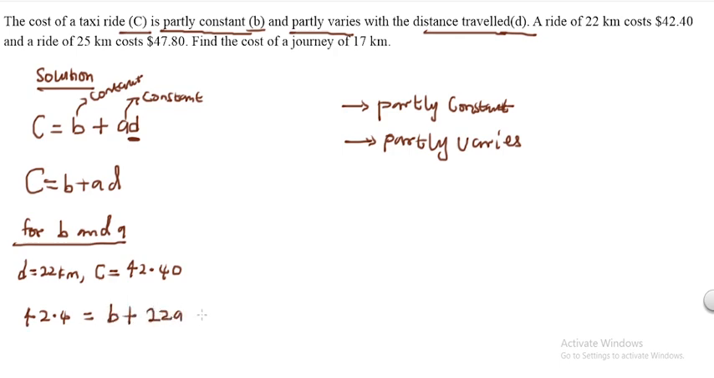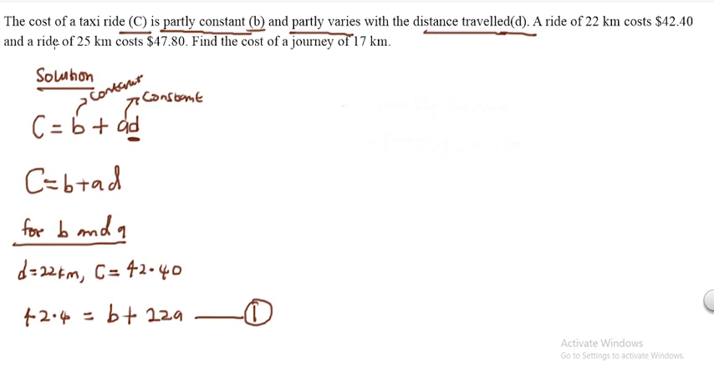So we can call this an equation. Let's call this equation 1. Before we continue, let's clean up this space. For the second information, we are told that a ride of 25 kilometers costs $47.8. So when my ride is 25 kilometers, my cost will be $47.8. If I put this into this equation, it becomes 47.8 is equal to B plus 25A. Now I can call this equation 2.